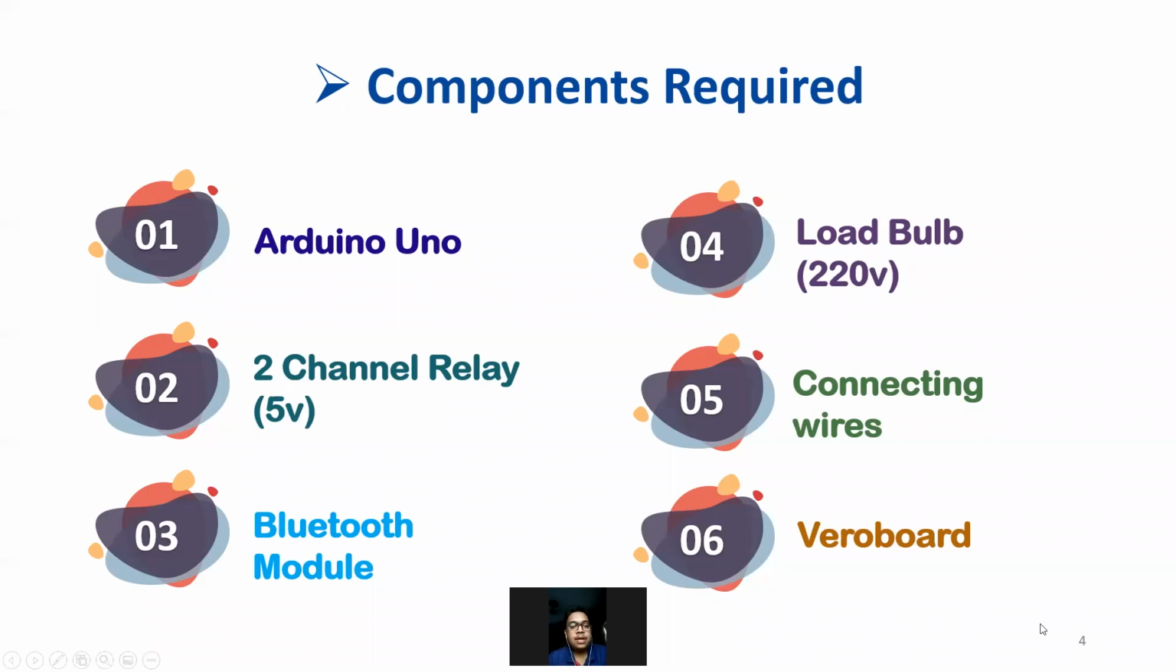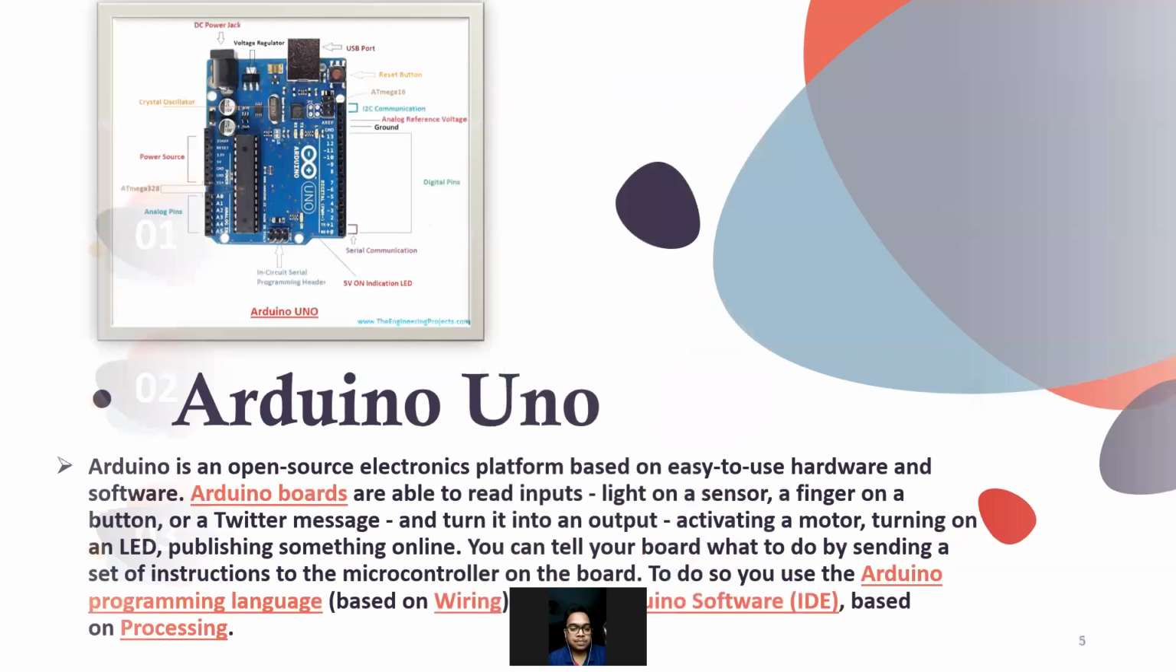So today I will be explaining the components required in our home automation project. So there are 6 components. First component is Arduino Uno. Second component is two-channel relay 5 volt. Third component is Bluetooth module. Fourth component is load bulb of 220 volt. Fifth component is connecting wires, and sixth component used is Veroboard. So first, Arduino Uno.